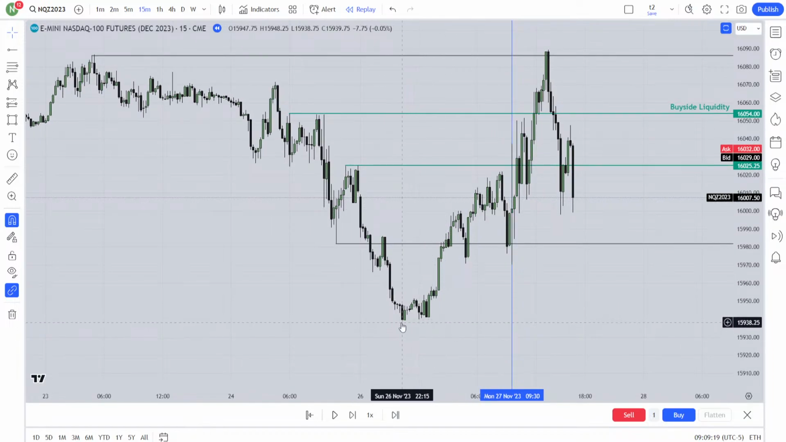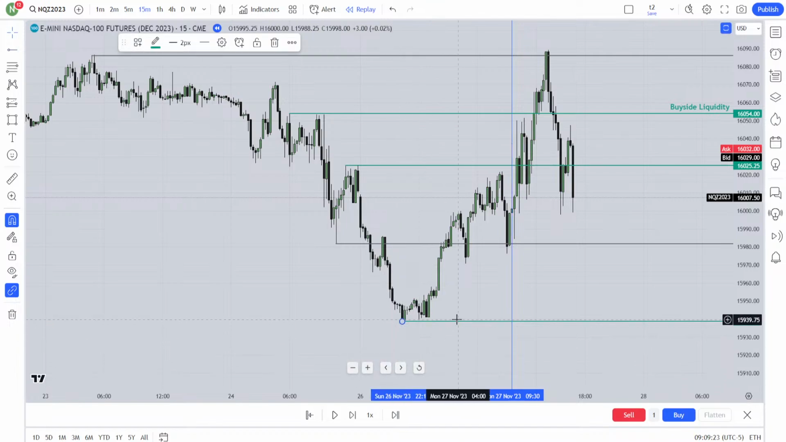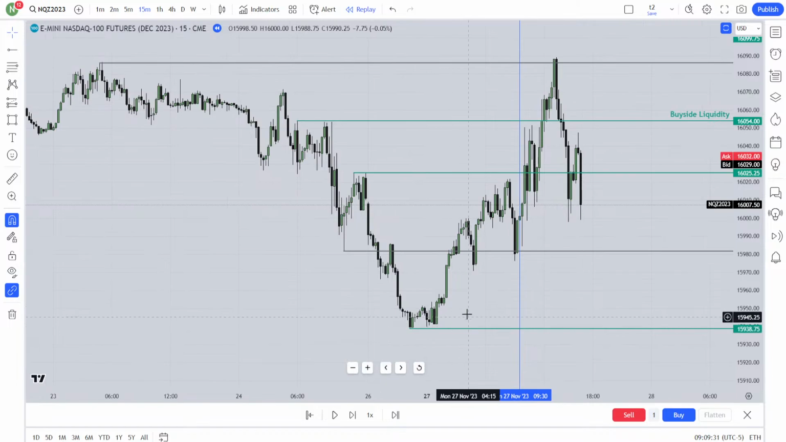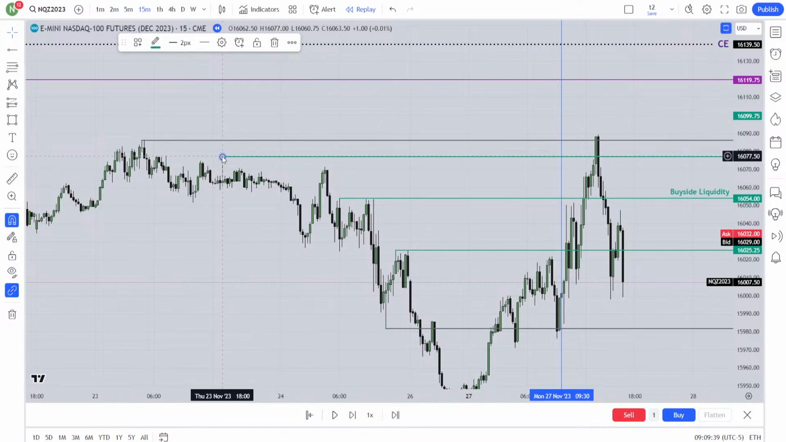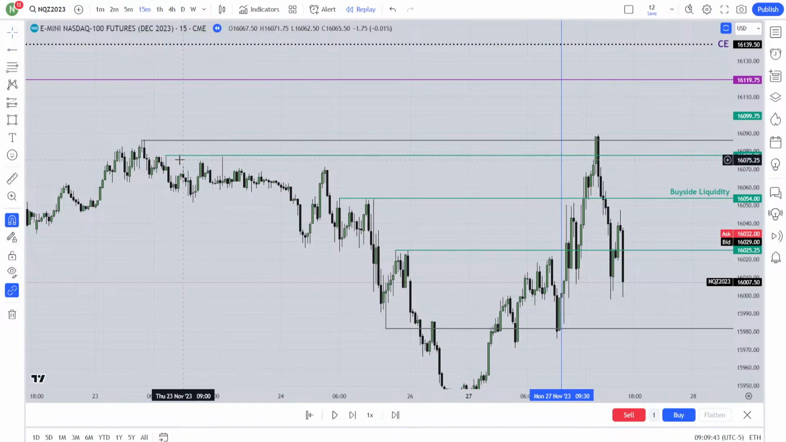Below here, I can see this is my sell side liquidity, so I will mark it. I am not going to change the color because market didn't come here on Monday. This is my sell side liquidity. This is buy side liquidity. This is buy side liquidity. Is there any other buy side liquidity? I got another one over here. You mark that high and that high. That is also relatively equal highs, so that is also your buy side liquidity.